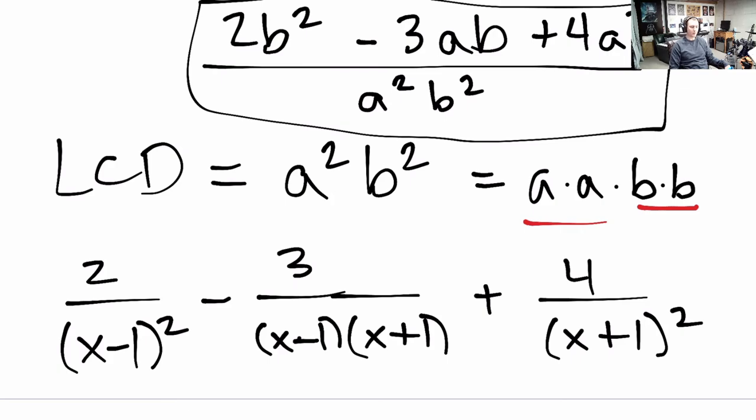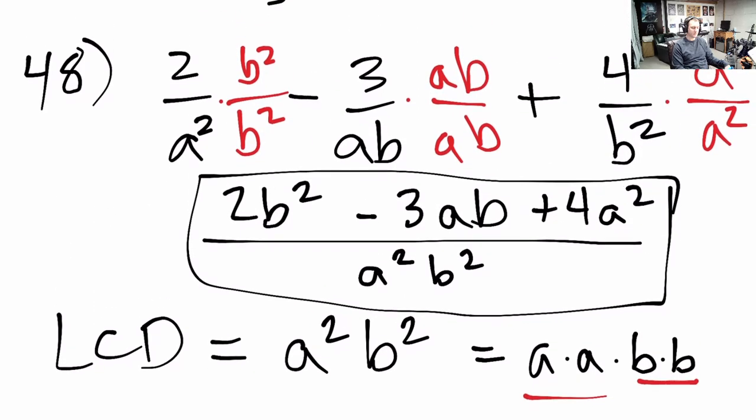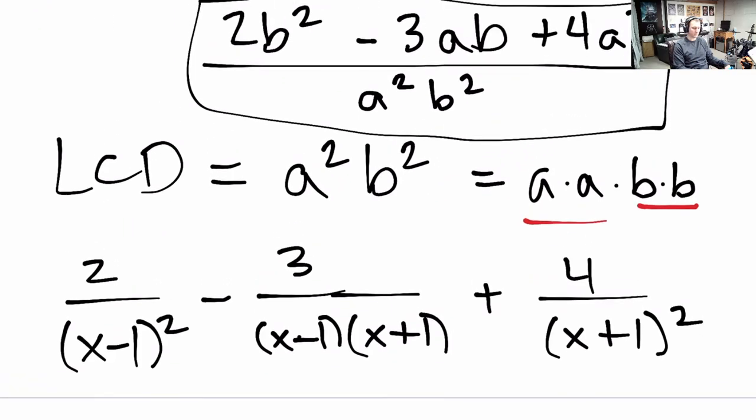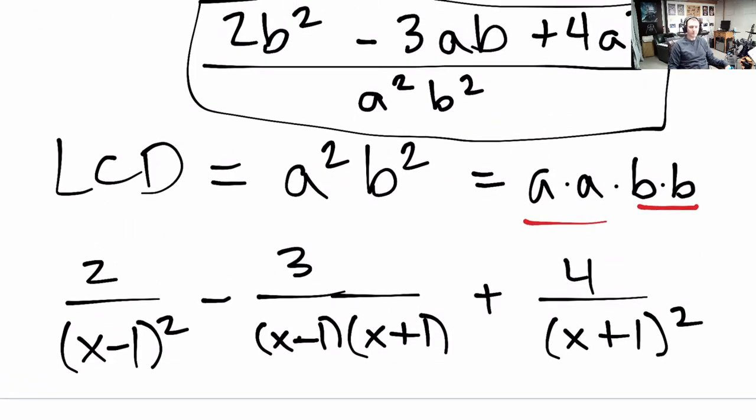So this has the exact same form as the problem above. 2 over a factor squared minus 3 over a factor times a different factor, but one of those is the same as the other one we just had, plus 4 over the other factor squared. The answer is 2 times (x plus 1) squared minus 3 times (x minus 1) times (x plus 1), plus 4 times (x minus 1) squared, all divided by (x minus 1) squared times (x plus 1) squared.